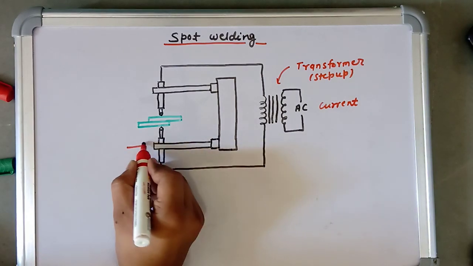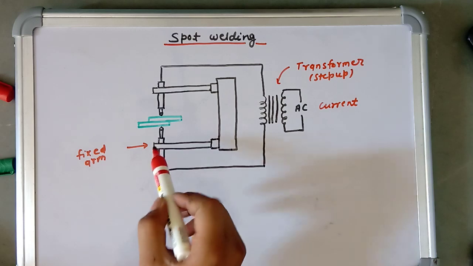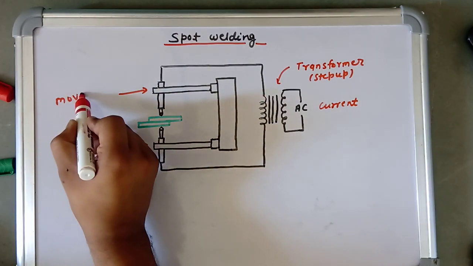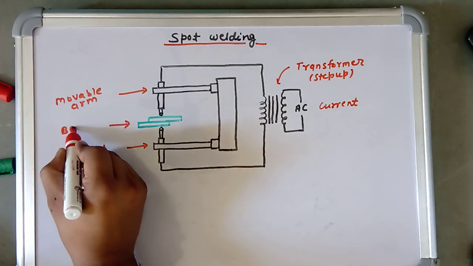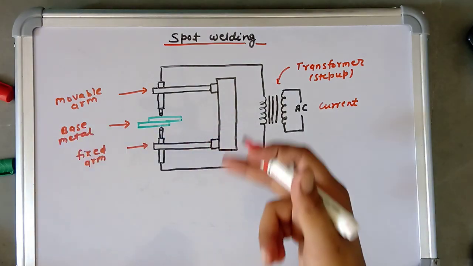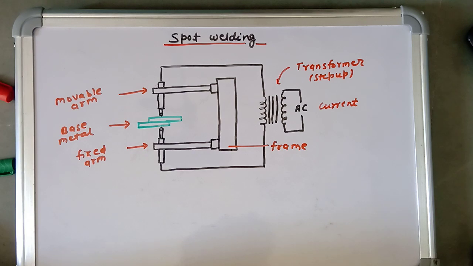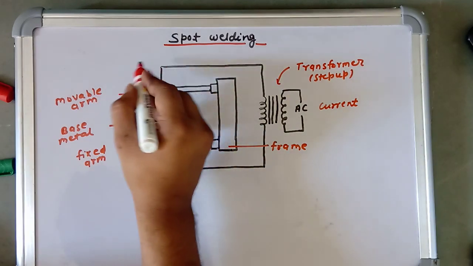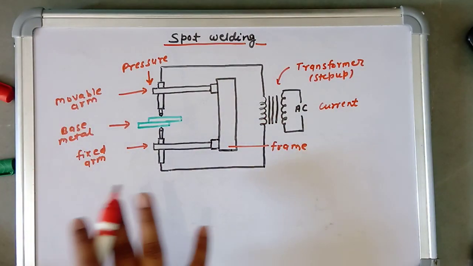This one is our fixed arm. In spot welding we use two arms: this one and this one. This arm is fixed and this is the movable arm. This is our base metal, and this one is our frame, and pressure is applied downward in this way. So these are all the parts of the spot welding.